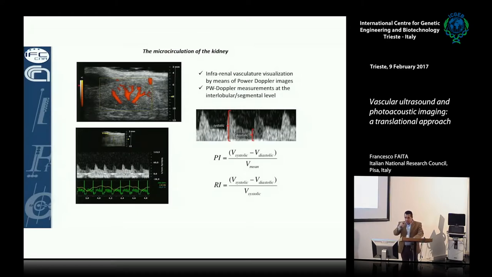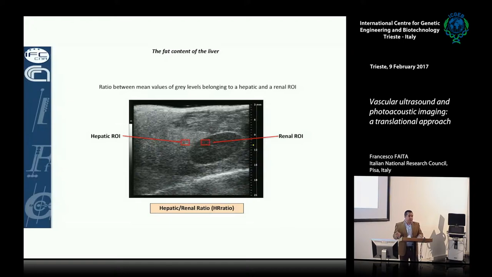Just before moving to models, I will show two other biomarkers we use in our models. In particular, with color Doppler and pulsed-wave Doppler, we evaluate the health status of the microcirculation in the kidneys of mice, simply evaluating two indexes from the Doppler signal. These indexes are the pulsatility and the reflectivity indexes, and in general, the greater the indexes, the greater the damage to the kidney microcirculation.